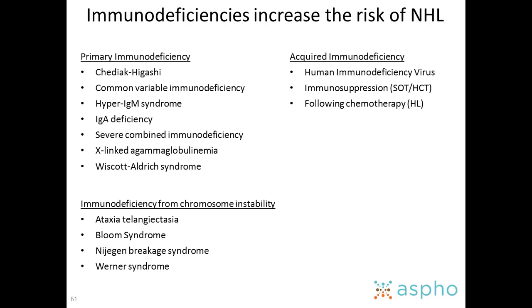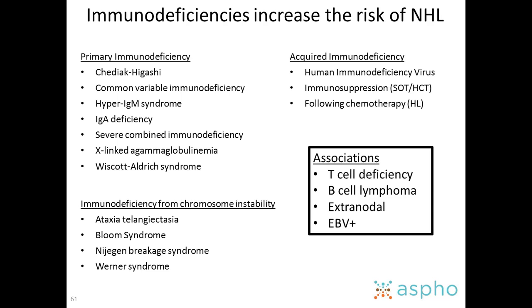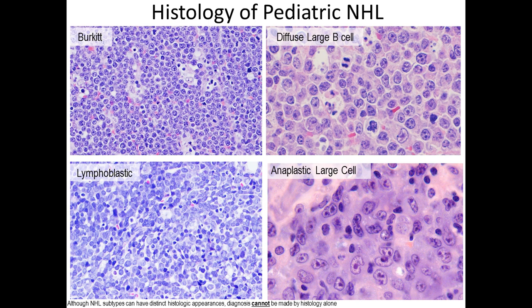Immunodeficiencies increase the risk of non-Hodgkin lymphoma. This is a list of primary immunodeficiencies which are associated with that increased risk. The buzzwords or the associations that you need to know are T-cell deficiencies result in B-cell lymphomas that are frequently extranodal, and they are frequently EBV-driven. They each have their own distinct histology with some overlap that makes it tricky.